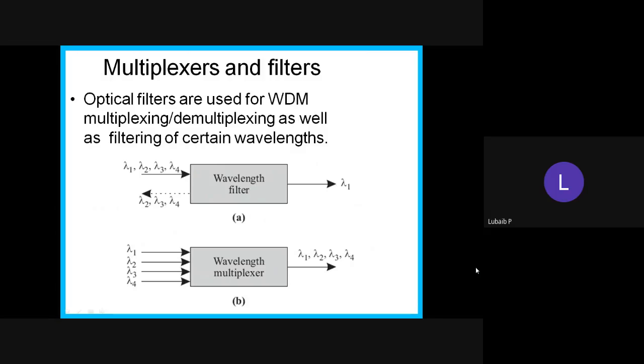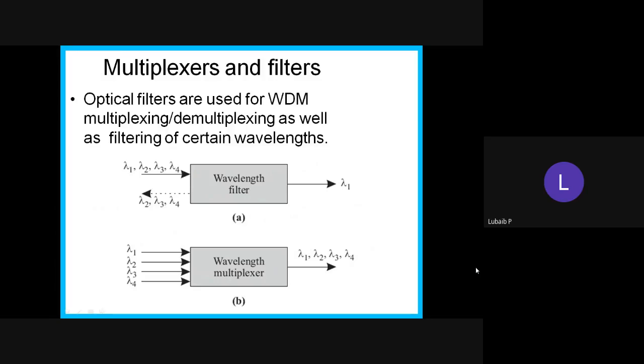Filters are used as selective devices for selection. In case of frequency, I think all of you are familiar with the low pass filter, high pass filter, band pass filter, band stop filter, etc. They are used to select a particular frequency from the incoming signal, so that it can separate a particular frequency of the signal at the output of the filter.